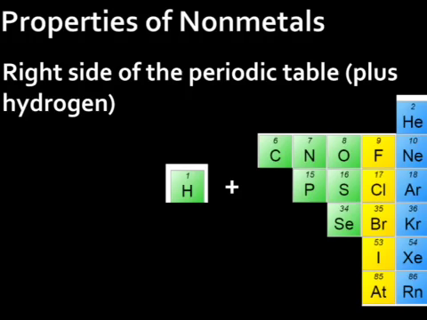The other element that's considered a nonmetal but is actually on the left side of the periodic table is hydrogen, as you can see here. Hydrogen sometimes acts like a metal, and it sometimes acts like a nonmetal, so you will see it grouped with the nonmetals and sometimes grouped with the metals. Hydrogen's kind of unique that way.